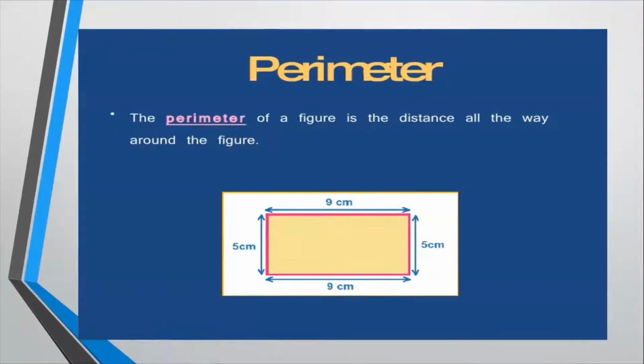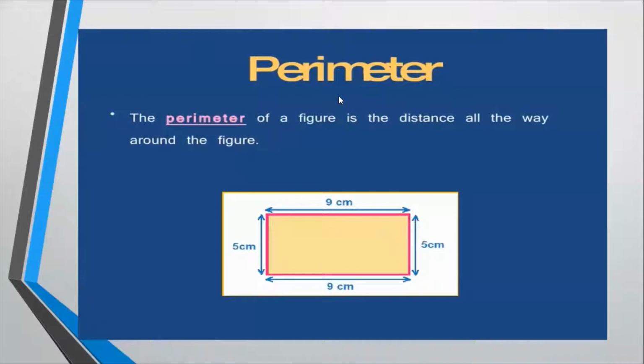Here you can see the figure. Can you see the figure? What is the shape? Shape is rectangle. They are just giving you an example that a rectangle is having all four sides, opposite sides equal. This bigger side is 9 centimeter, this is 9 centimeter, this is 5 centimeter, this is 5 centimeter. So a rectangle is having all opposite sides equal.